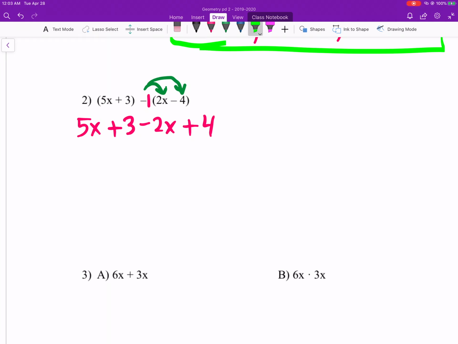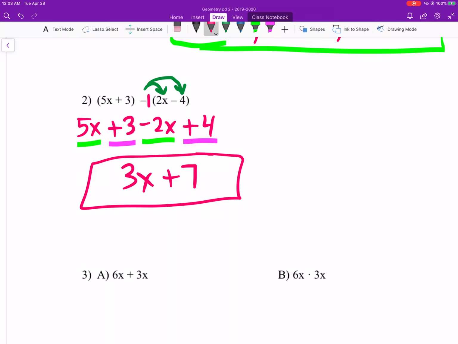All right, so like terms, 5x and negative 2x, and 3 and 4. And we don't have to write them next to each other. We can see 5x minus 2x is 3x, and then 3 plus 4 is 7. And you're done.